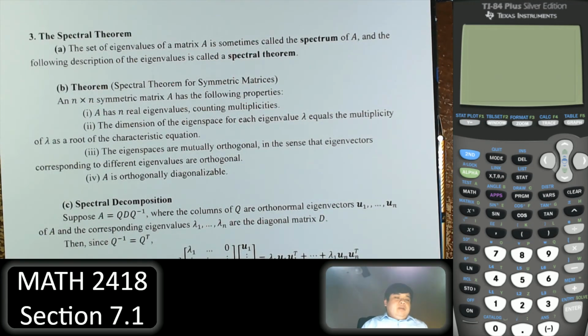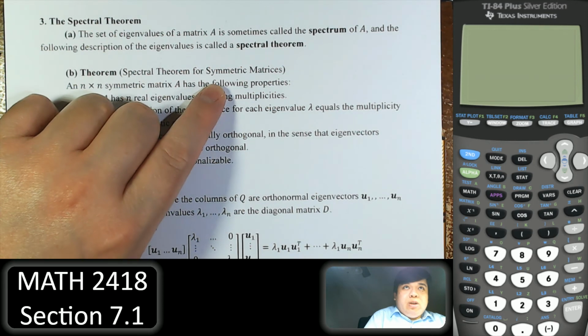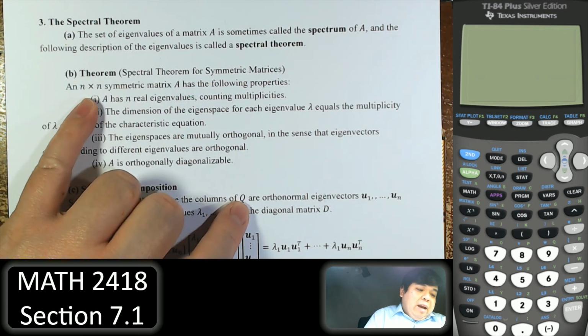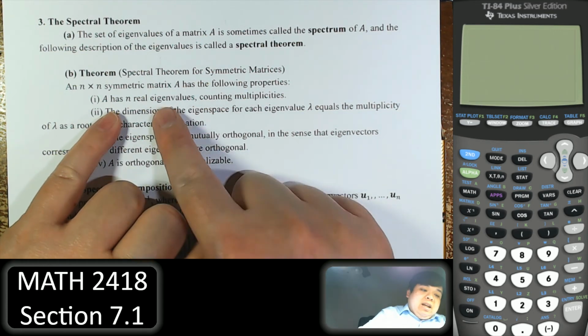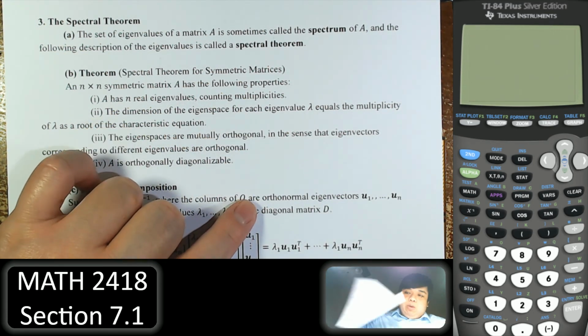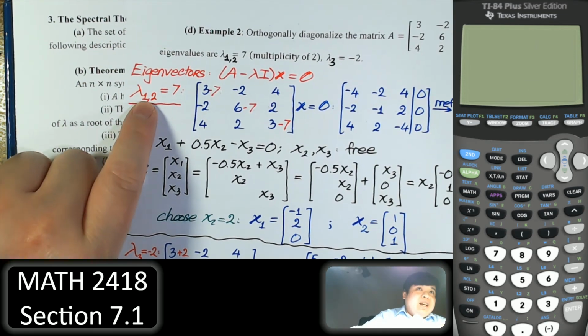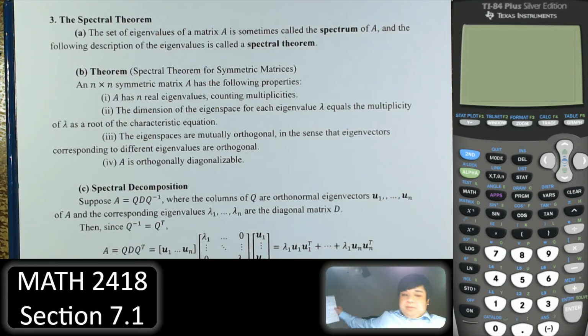Right, spectral theorem. The set of eigenvalues of matrix A is sometimes called the spectrum of A, and the following description of eigenvalues is called the spectral theorem. The theorem is only for symmetric matrices. An n by n symmetric matrix has the following properties. It has n real eigenvalues counting multiplicity. Because like what we have here, for multiplicity we just count a multiplicity of 2 as 1, 2, then 3.